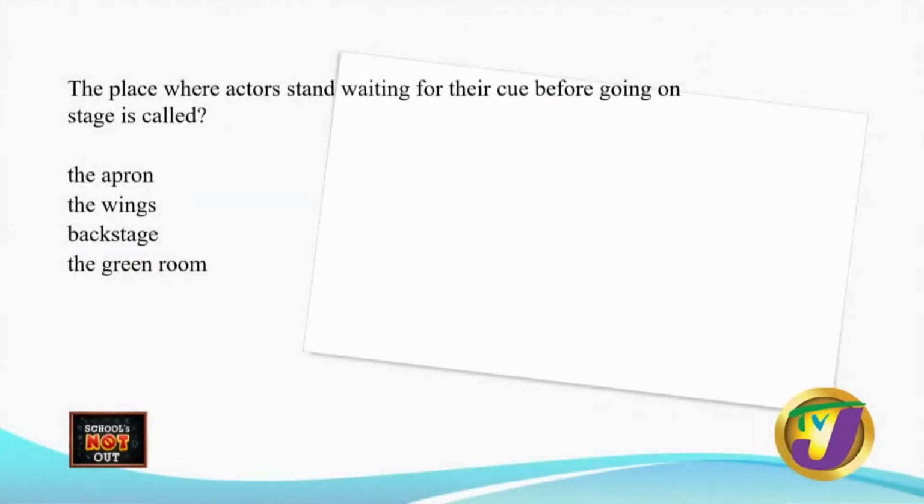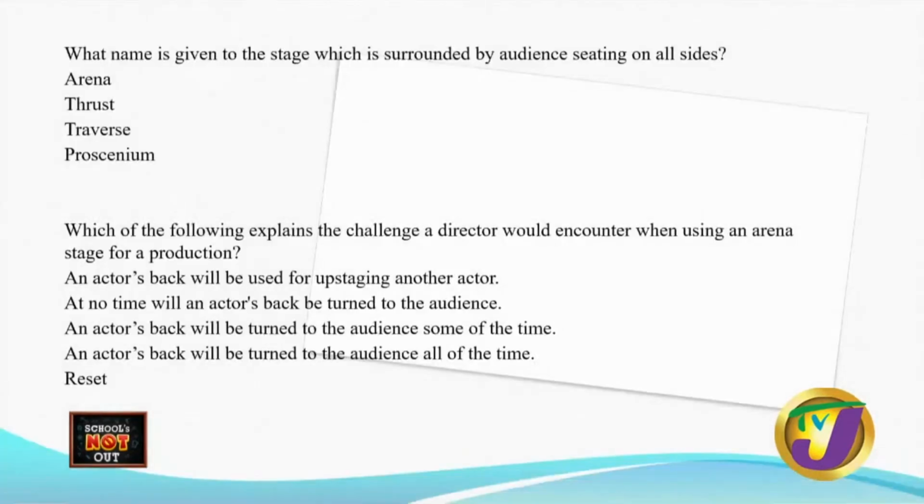This question says, the place where actors stand waiting for their cue before going on stage. What is this called? So the correct answer would be the wings. The wings would be the correct area. The place where actors stand waiting for their cue before going on stage. Now, since you want to make it in time, you want to stay in the wings and not backstage or in the green room, because you want to step up to the plate and do it well.